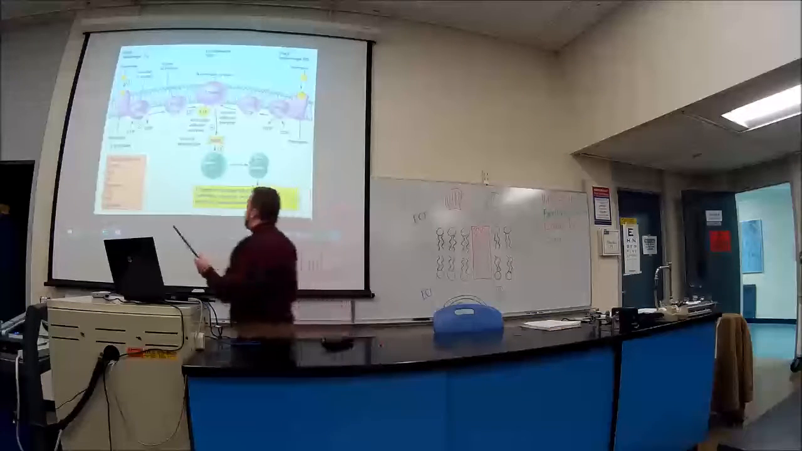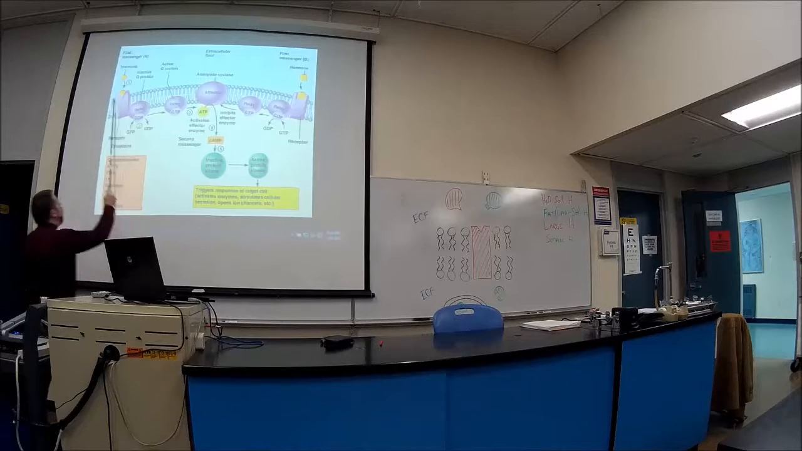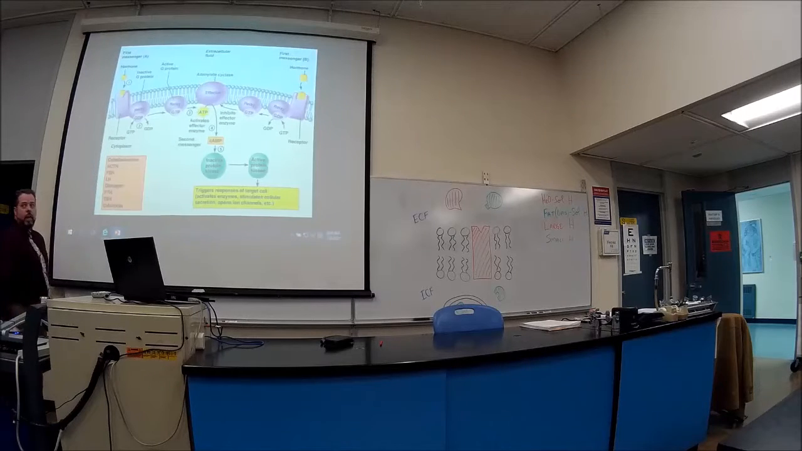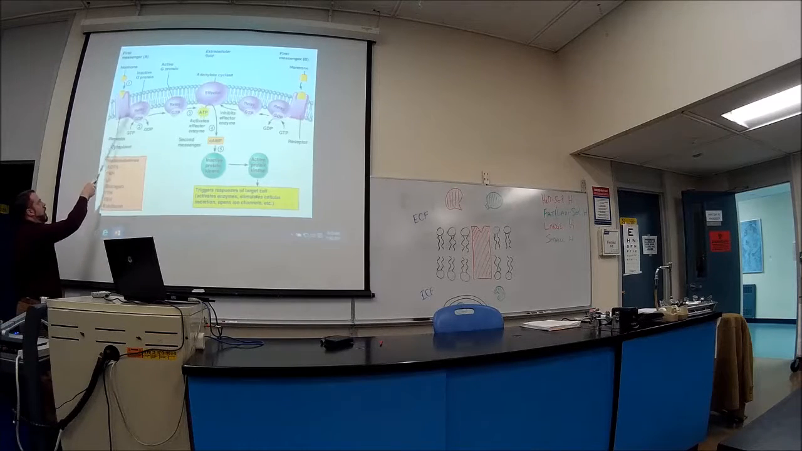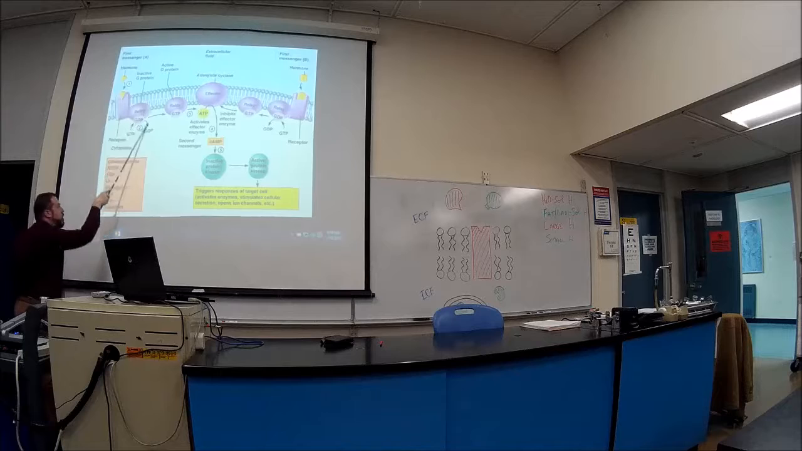And look what's happening here. Here's the hormone, the yellow. It can't get inside. So what does it do? It binds to the receptor. This is going to change its shape. Here's your G protein. When this changes shape, this activates the G protein so that GTP comes on, GDP comes off.